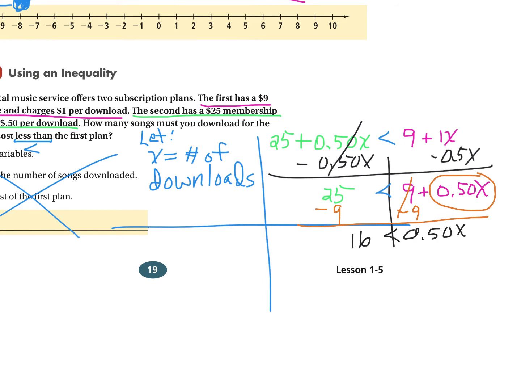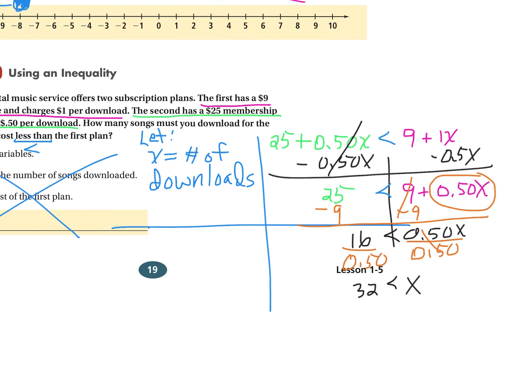Less than 0.50x. So to undo x, we are going to divide by 0.5, which essentially you're dividing by a half, and if you divide by a half, you're really multiplying by 2. But you can do that on the calculator if you don't believe my math. So 16 divided by a half is 32, less than x.